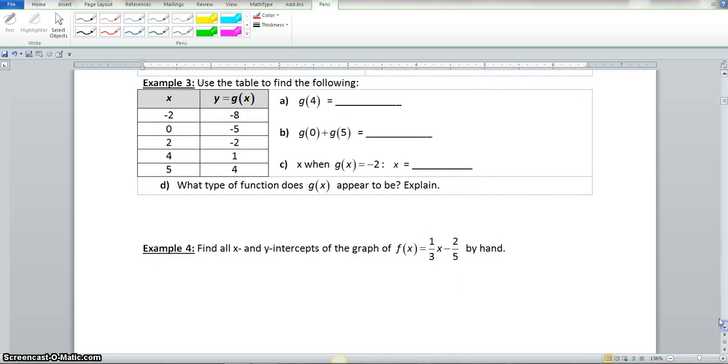Now we go down here to example 3. It says use the table to find the following. We have g of 4. So that means we go where x is 4, and our final answer here would be 1.